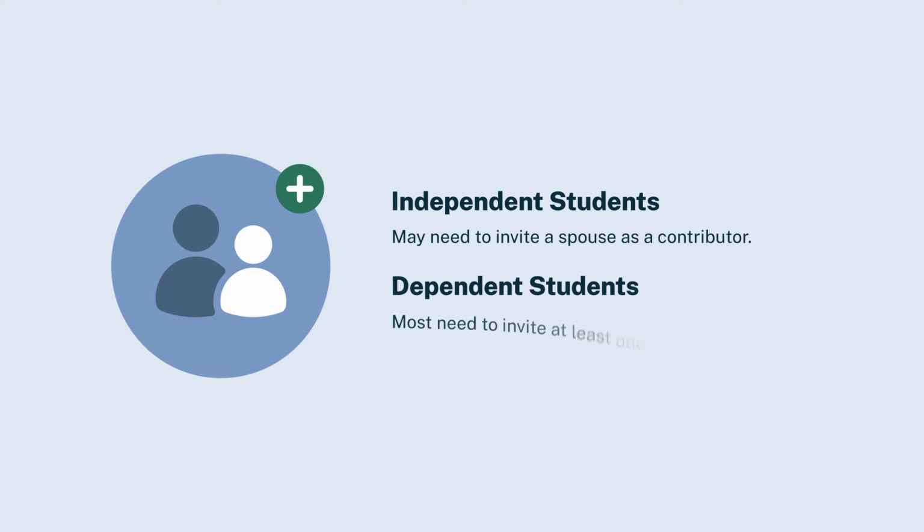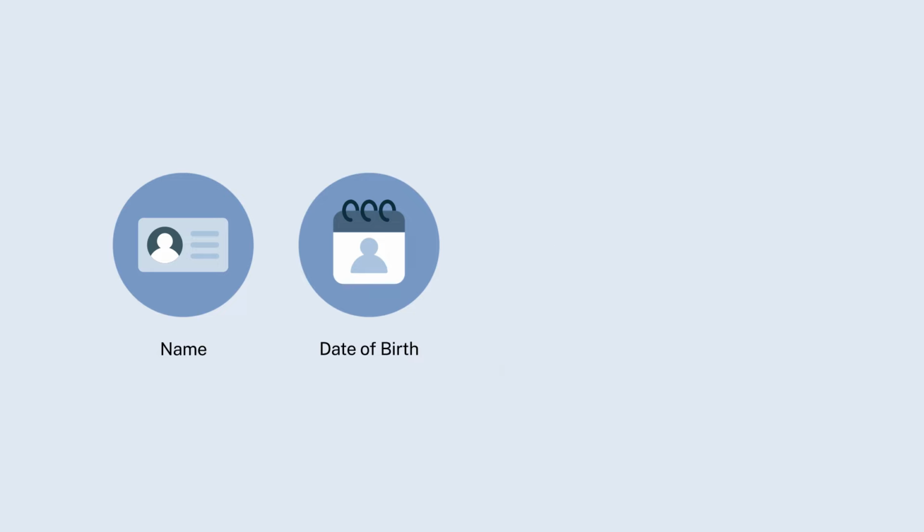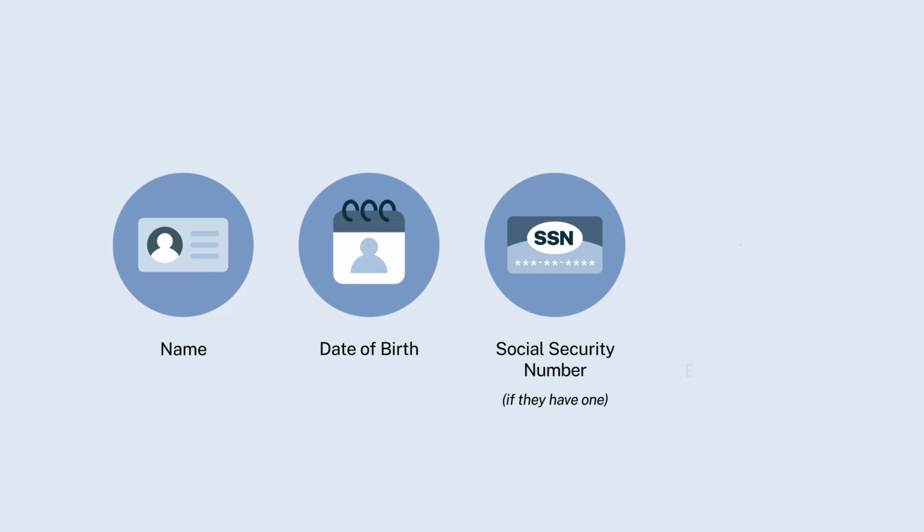Most dependent students will need to invite a parent, and in some cases your other parent or your parent's spouse, your stepparent, may be identified as an additional contributor. If you must invite a contributor, you'll need to provide their name, date of birth, Social Security number, and email address when asked. If a contributor doesn't have a Social Security number, you can indicate this on your form.